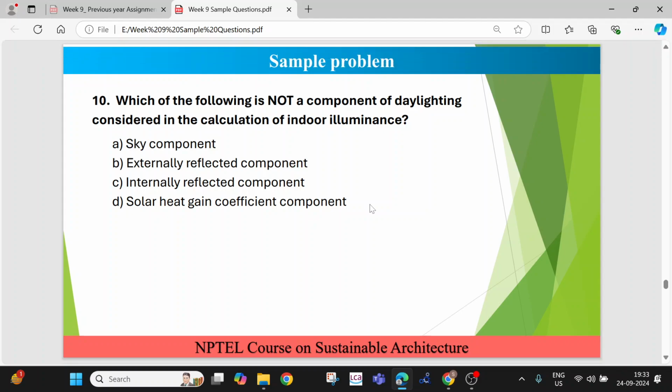Solar heat gain coefficient, and the other components mentioned in options A, B, C, that is the sky component, externally reflected component, and internally reflected component. All these components of indoor illuminance are considered in daylight calculations, and the last option is not considered, but it relates to heat ingress. When you calculate the heat transfer, then you will consider this component, but when you are calculating the illuminance, then this becomes less important or insignificant compared to the other options.